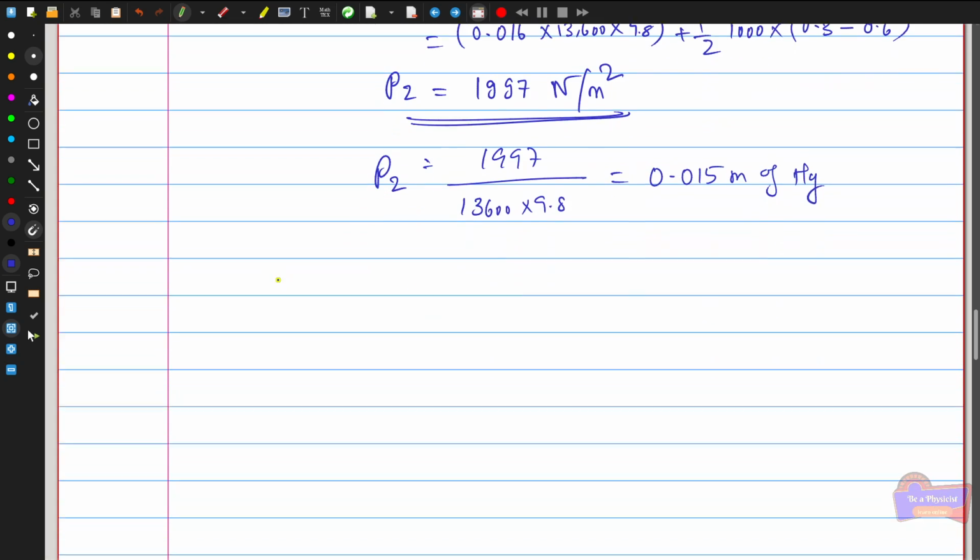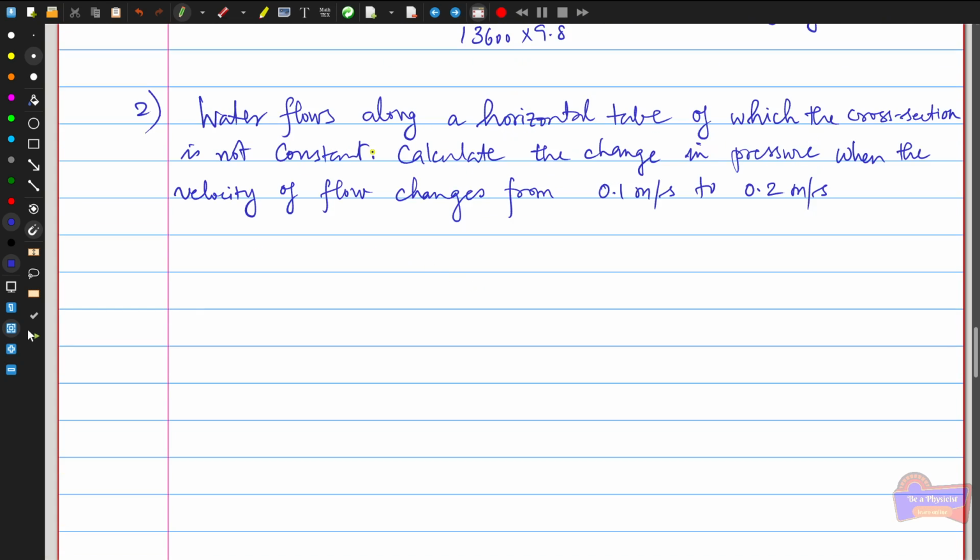Okay, so the second problem is: water flows along a horizontal tube whose cross section is not constant. You have to calculate the change in pressure when the velocity of flow changes from 0.1 meters per second to 0.2 meters per second. Since in this problem too the water is flowing in the horizontal direction, the potential energy does not change, because both points are at the same height.